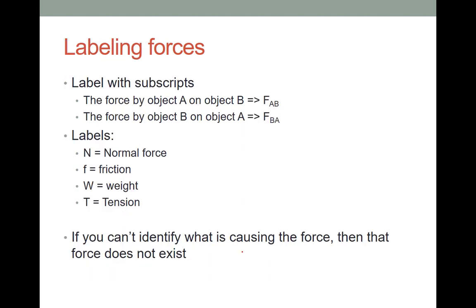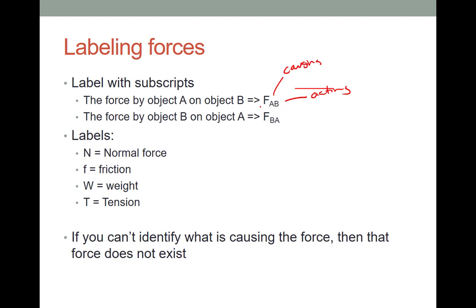When I work with forces, I like to label my forces. I use two subscripts. The first subscript describes what is causing the force, and the second subscript is what it is acting on. So the force by object A acting on object B would be force FAB, or the force by object B acting on object A would be FBA.